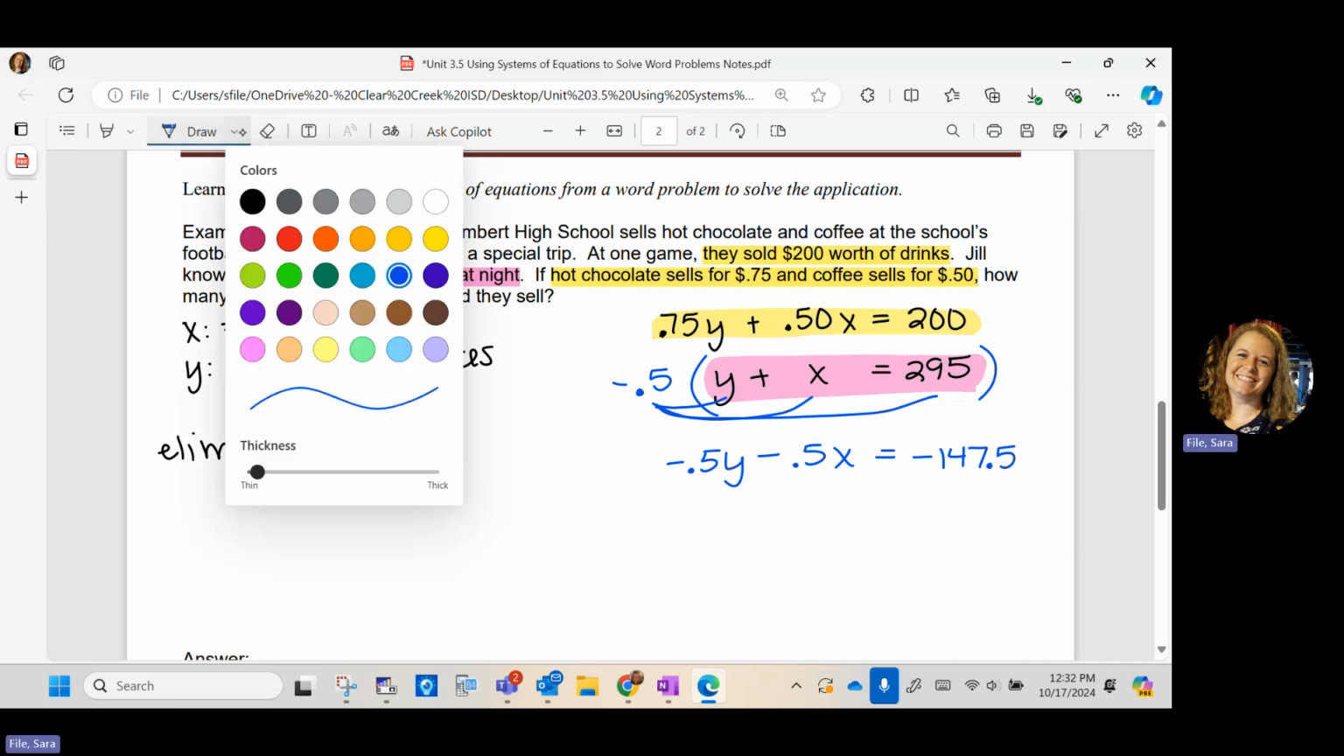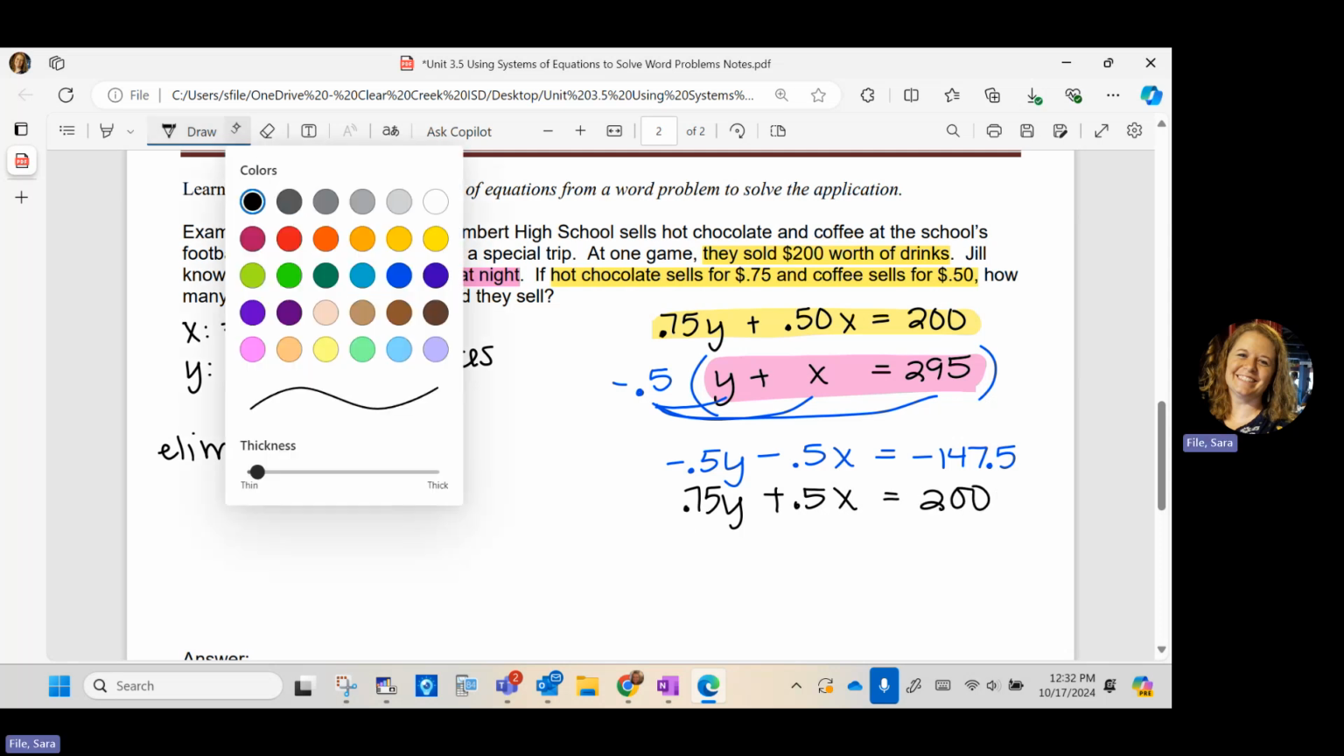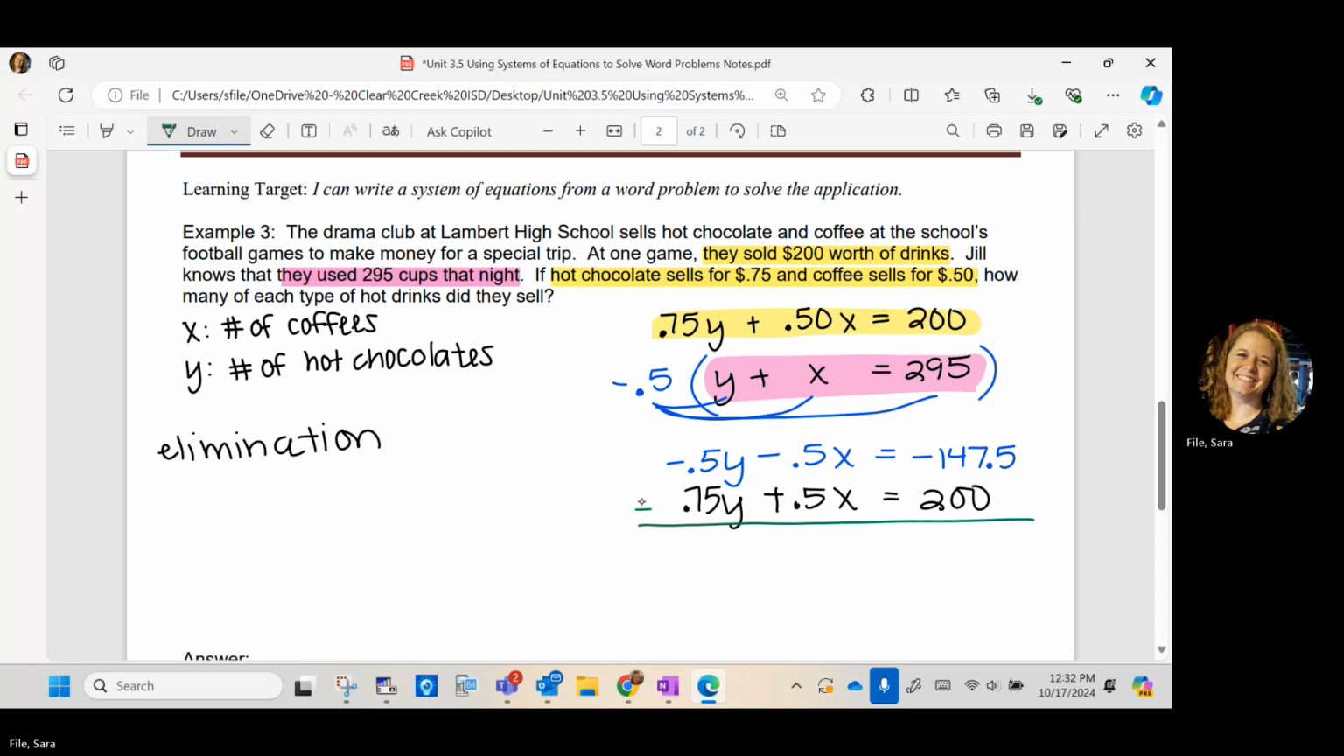Now the first equation did not change. I didn't touch the first one, so it's still 0.75y plus 0.5x equals 200. Now we're going to add those together. So 75 cents minus 50 cents, or 0.75 minus 0.5 is 0.25y. The x's eliminate. That was good. That's what we wanted. We wanted those to eliminate. Okay, and then we've got the negative 147.5 plus 200 is negative 52.5.